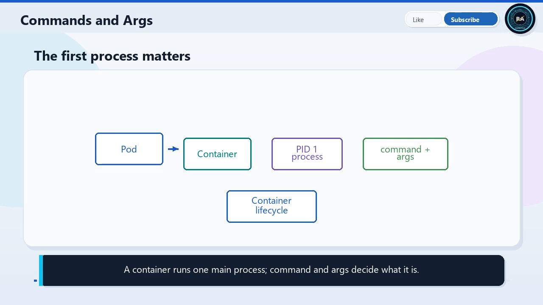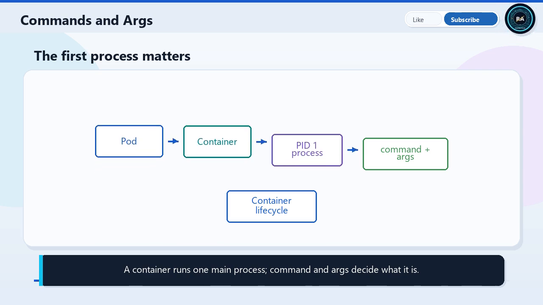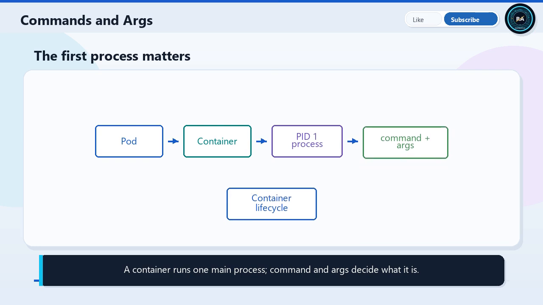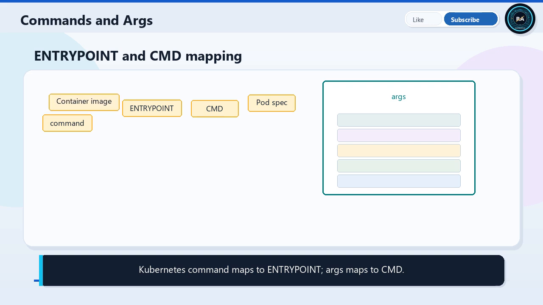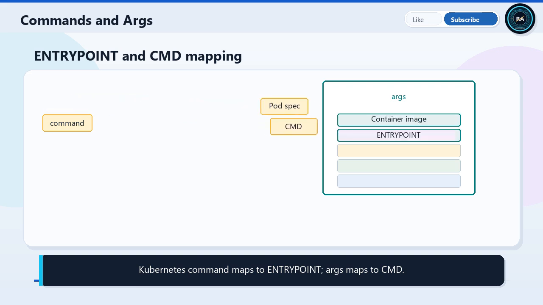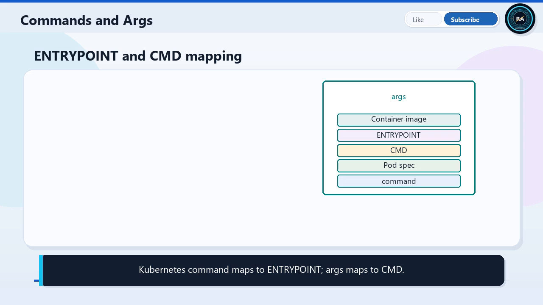In Kubernetes, command and args are about the first process inside the container. If that process exits, the container exits, and pod behavior follows the restart policy. Official docs state the mapping clearly. In Kubernetes, the command field corresponds to entry point in many runtimes, and args corresponds to CMD.